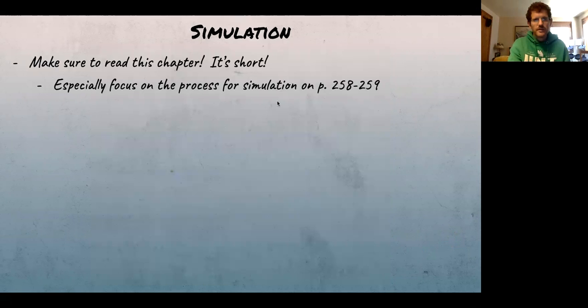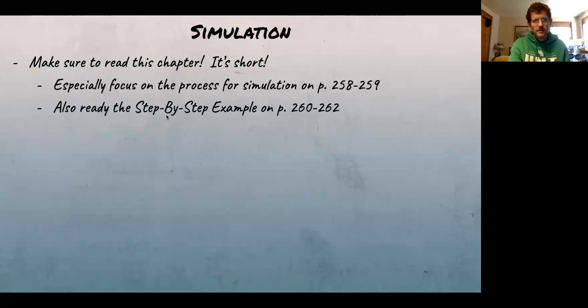Now there are a couple of things in the chapter worth focusing on. I didn't reproduce this in the presentation today because it's in the textbook, really well done. Pages 258 to 259 show the 8-step, 9-step process for creating a simulation. And the step-by-step example, pages 260 to 262, is another really good one that walks you through every step. If you've been following these step-by-step examples in the book as you're reading, you might find them really helpful, and this one is another good example.